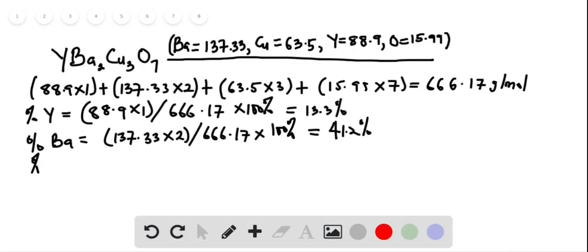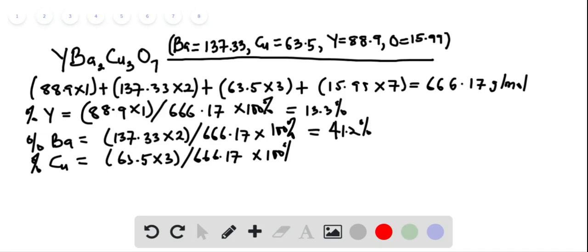The next one will be the percent of copper, and that will be 63.5 times 3 divided by 666.17 times 100%. That will be equal to 28.6%.